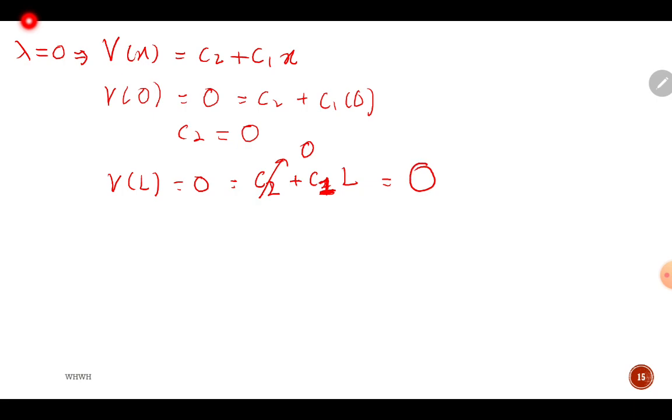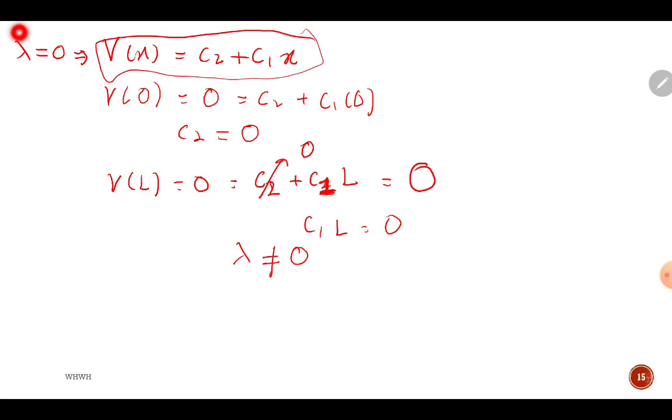So maknanya apa sekarang? We don't have anything, right? We couldn't come up with any equation. We just have C1L equals to 0. We call it a trivial solution. C1 can be 0, L equals to 0, kita tak pasti. So we come to the conclusion that lambda cannot be equals to 0. So there is no such solution Vx equals to C2 plus C1 x. Okay, so it doesn't satisfy the boundary and initial condition.